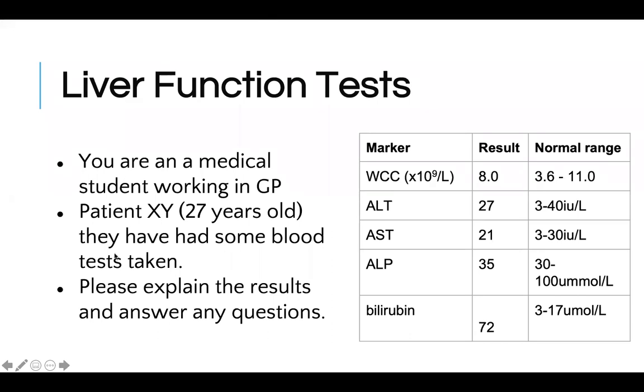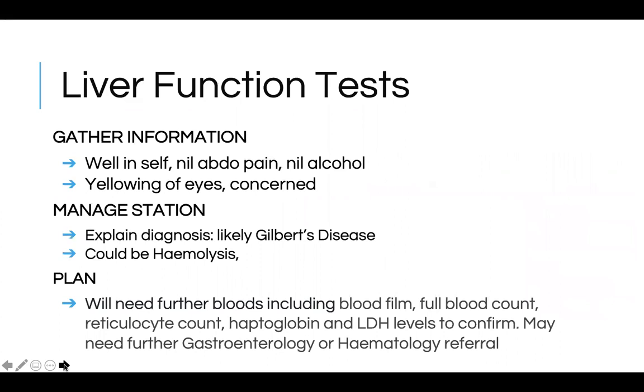So G, what picture would cholecystitis show? We'll go through it in a second. Cholecystitis would usually show an obstructive picture. They would have increased bilirubin, yes, but with other abnormalities, so increased ALP, maybe high white cells as well if they were unwell with it. Let's go over this example. So well in themselves, no abdo pain, no alcohol, and jaundice. So that's what we're concerned about.